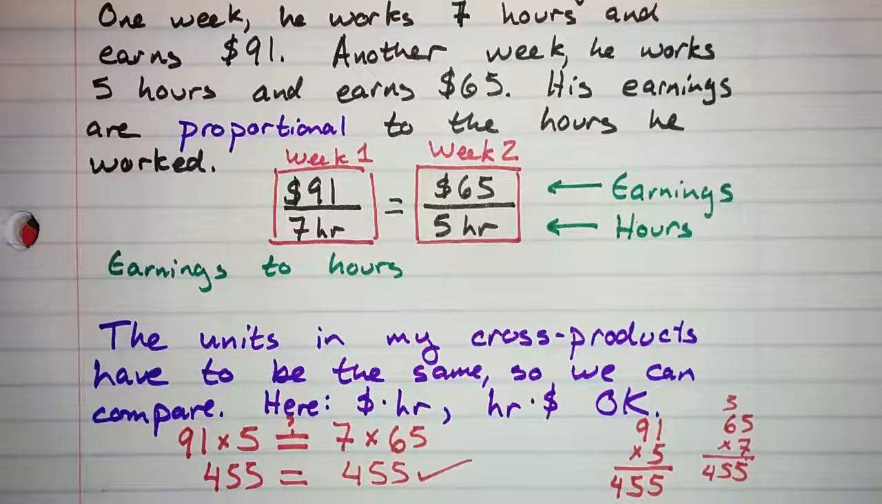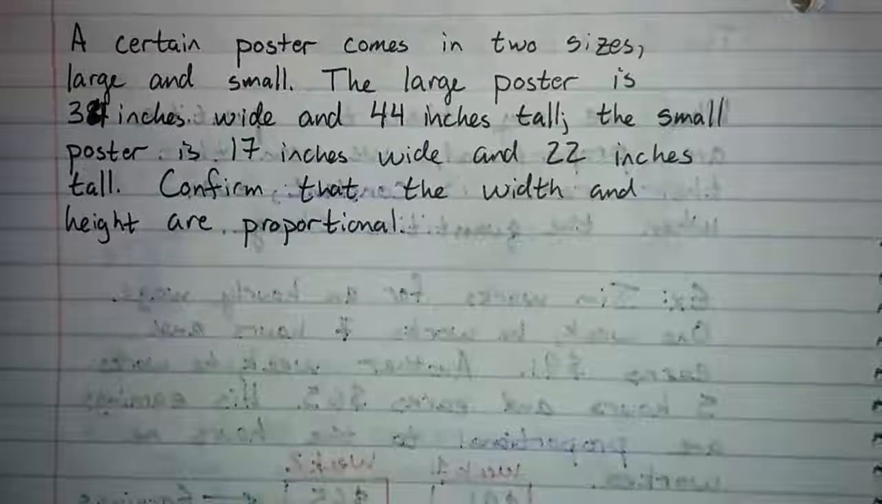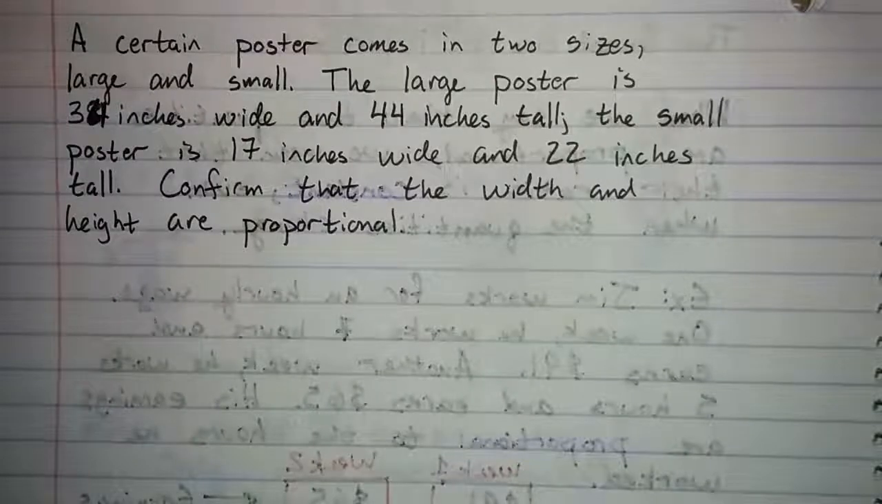All right, I'm going to give you one of these to try. Write down the proportion described in the paragraph, and then confirm that it's true. Suppose that a certain poster comes in two sizes, a large and a small. The large poster is 34 inches wide and 44 inches tall. The small poster is 17 inches wide and 22 inches tall. Confirm that the width and height are proportional. Pause the video and try this now.